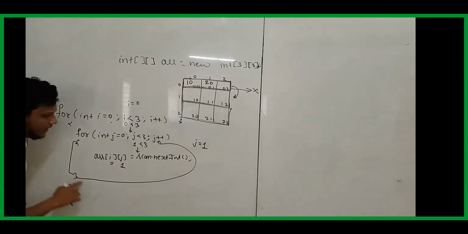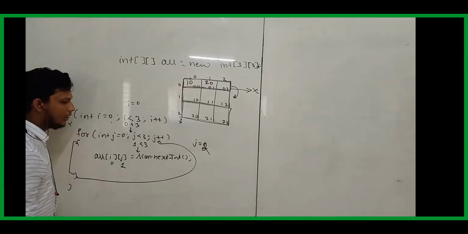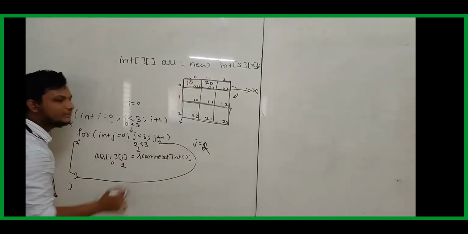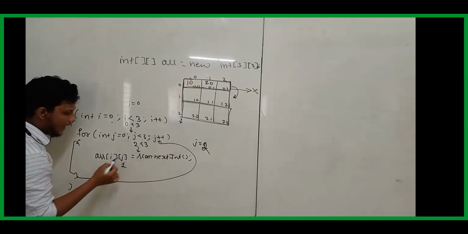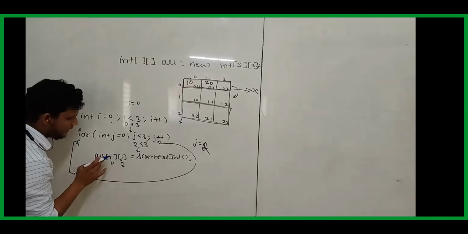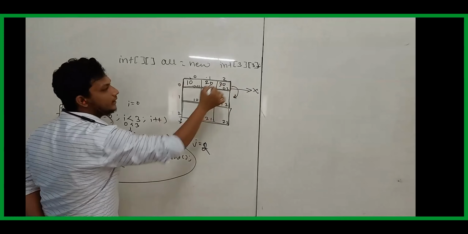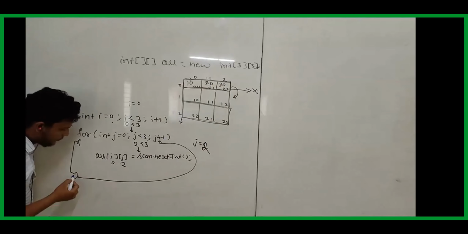Clear? Again, what will happen? I'll come here and increment the j value. j value will become 2 now. Tell me, is 2 less than 3? It will come here and I'll say 0, comma 2. Here arr of 0, comma 2. Inside this, I'll store 30. Clear?